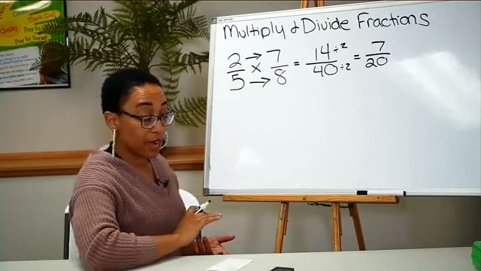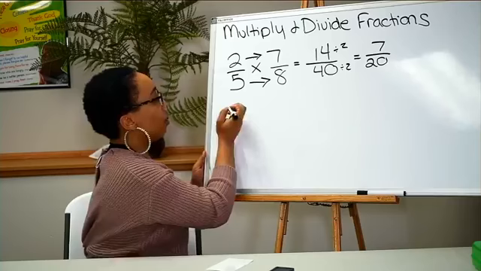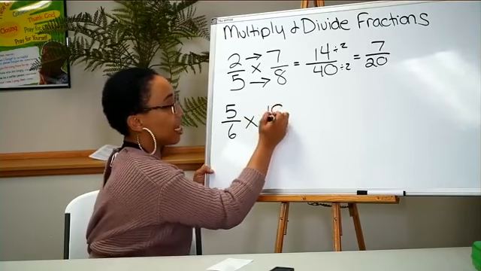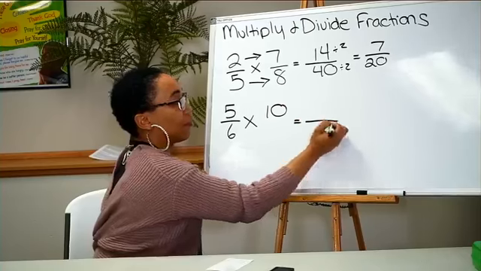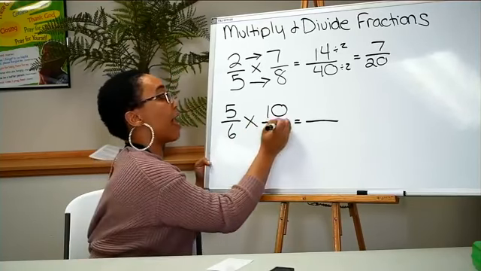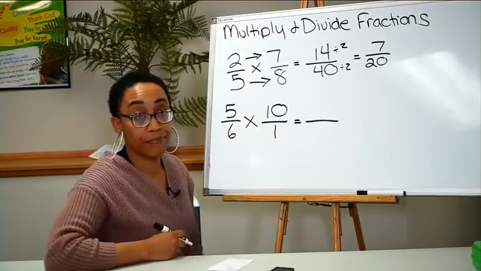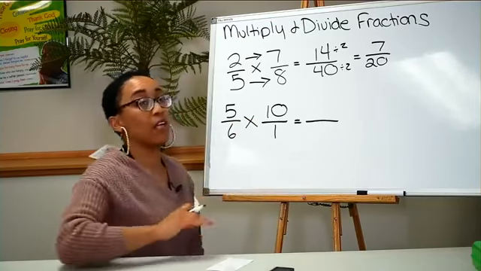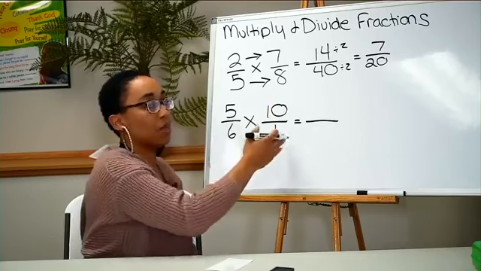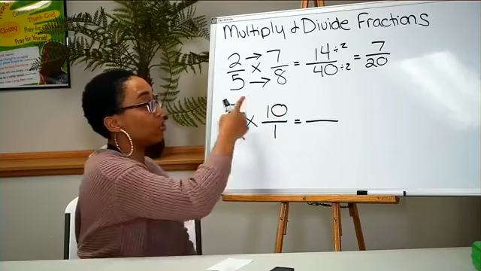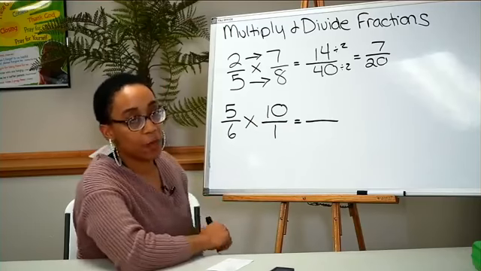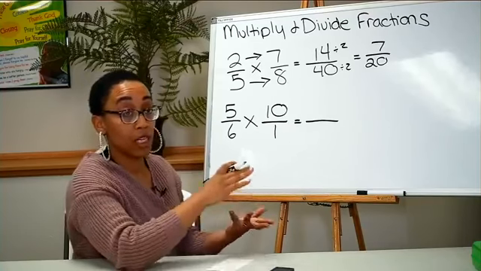So let's do another example. We're going to do 5/6 times 10. If you did not know, all whole numbers have a 1 underneath them. We just forego that 1 because it's not necessary, but all whole numbers have a 1 underneath. So if you are multiplying fractions and you see a whole number, just go ahead and write that 1 so that you can visually follow the steps.